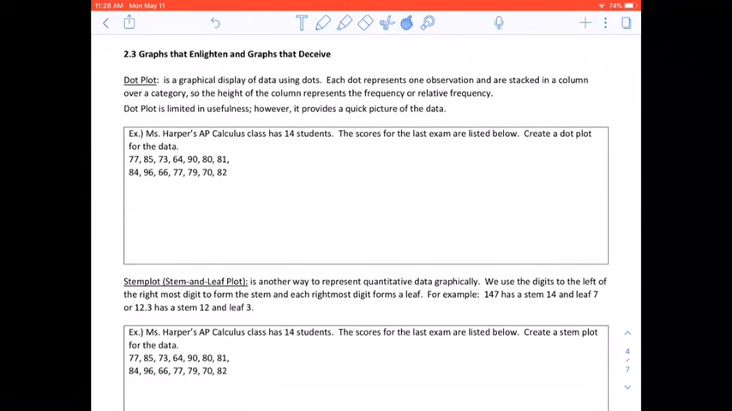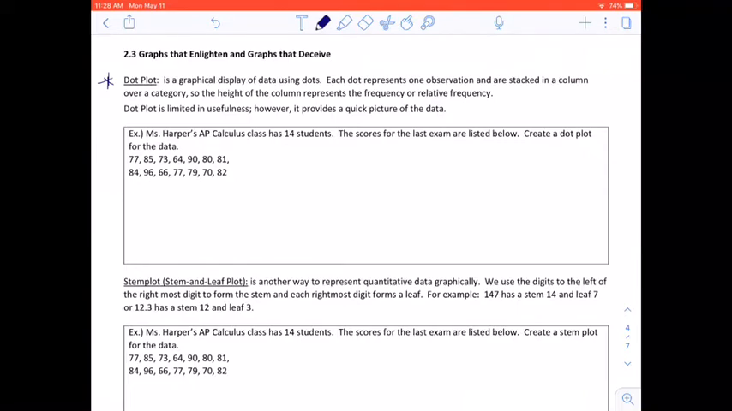Section 2.3 is on graphs that enlighten and graphs that deceive. So first one that we have is a dot plot. There's a bunch of different graphs in here. Definitely something you want to make some study cards, some flashcards, something along those lines, or outline the sections.